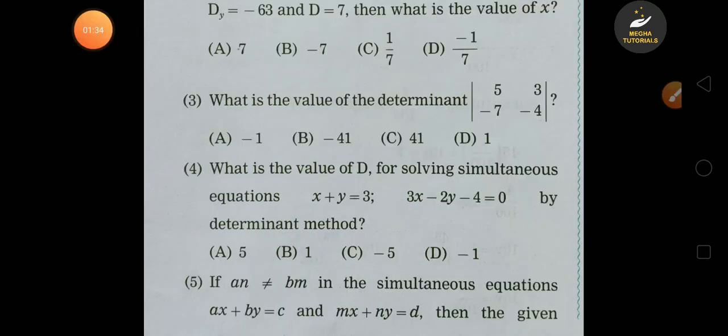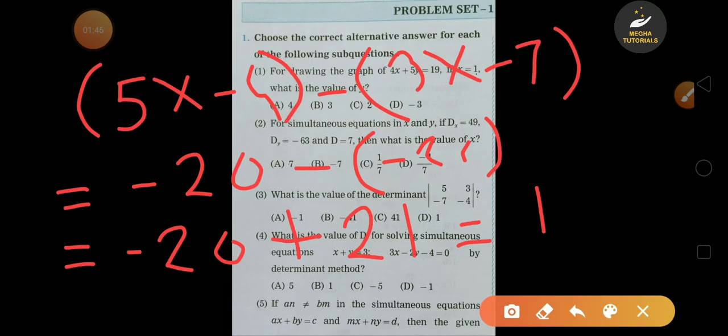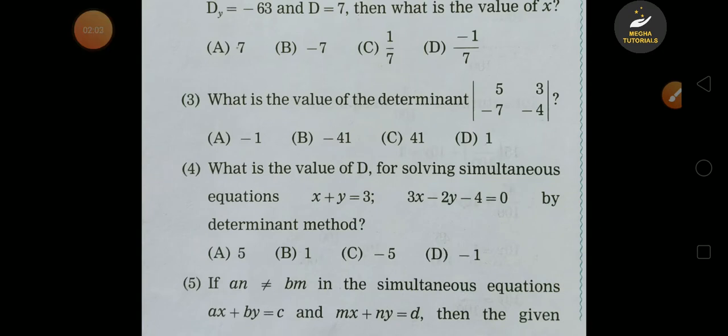Okay. Third, what is the value of the determinant 5, minus 7, 3, minus 4? So we have to start from the left top, that is 5 into minus 4 minus 3 into minus 7. So minus 20 minus minus 21. Minus minus will be plus. So minus 20 plus 21 is equal to 1. So the correct option will be option D. Answer is 1.